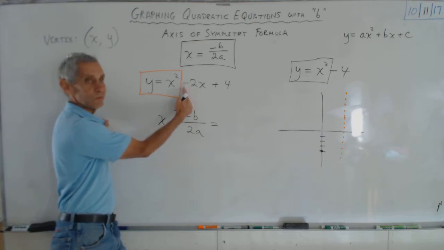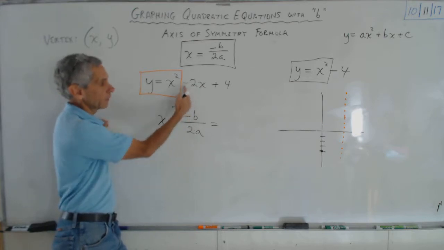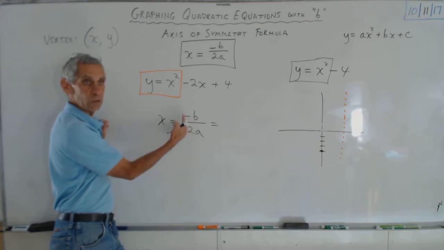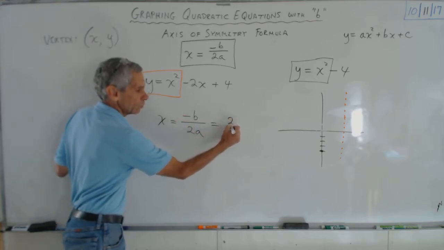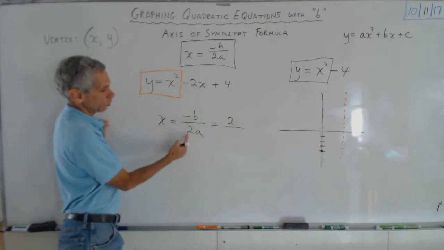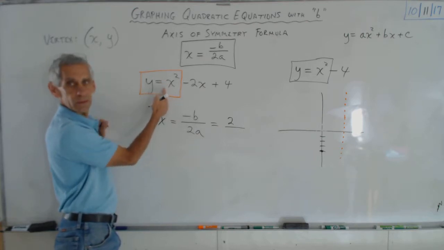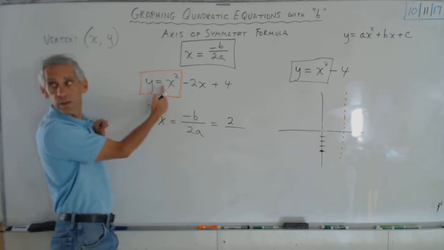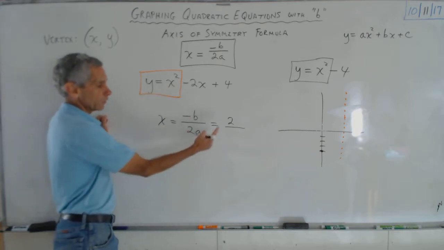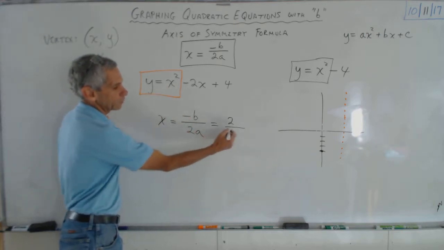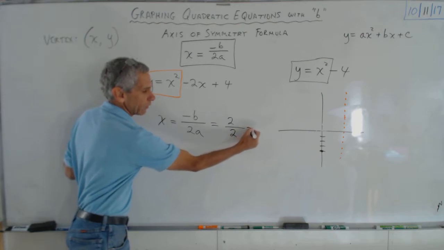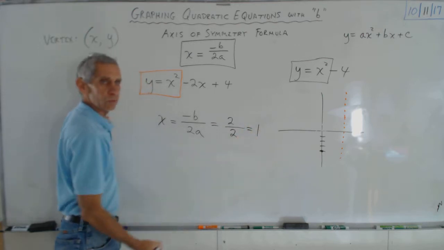So what is negative negative 2? This says negative b. Negative negative 2 is positive 2, right? So 2 over, and then it says 2 times a. What is my a? The number in front of the x squared. 1. That's a 1, a hidden 1. So 2 times 1 is 2. Oh, so then my x is 1. 2 over 2 is 1.